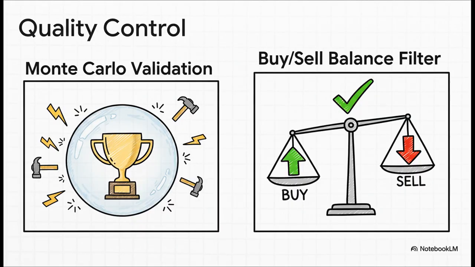Okay, so finding a strategy that worked perfectly in the past is one thing, but you have to ask yourself, was that just a fluke? Was it just perfectly suited for that one specific time period? That's where the quality control comes in. The system runs 2 really critical checks to make sure the strategy is solid. It uses a Monte Carlo validation to seriously stress test it and a buy-sell balance filter to make sure it's not just a one-trick pony that only works when the market is going up.